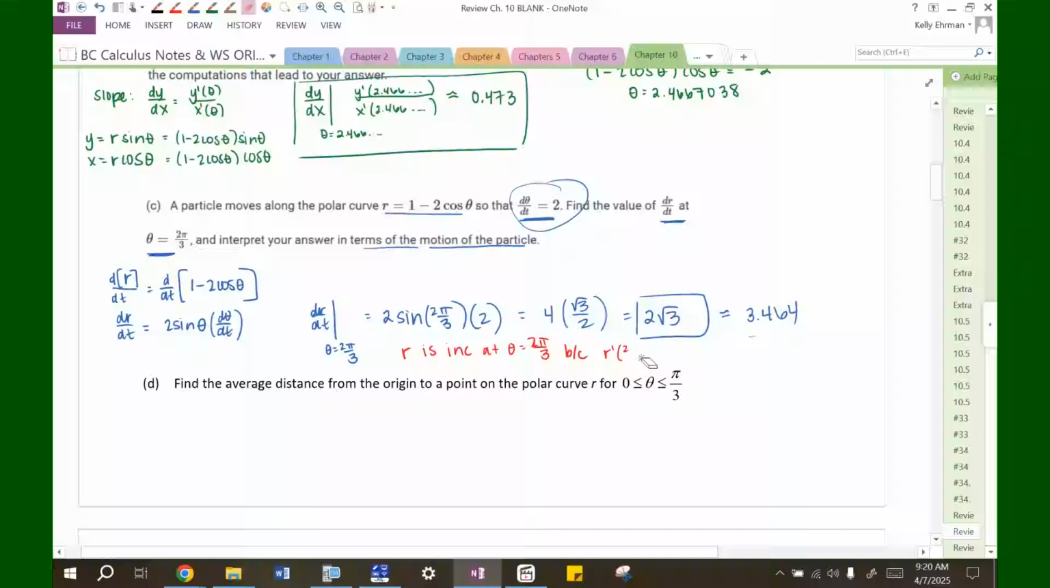actually, it's not quite r prime, is it? It is dr dt. Because dr dt, r prime would just be like dr d theta. Anyway, because dr dt is greater than 0. So if something's derivative is greater than 0, that thing is increasing.